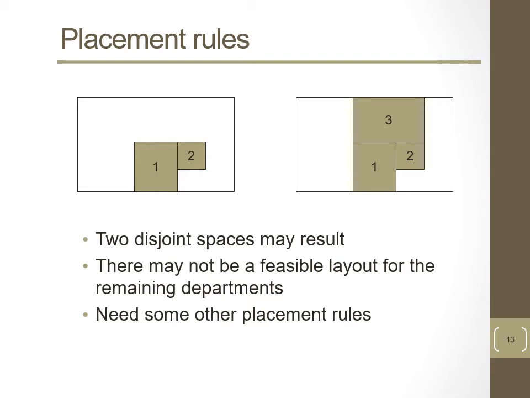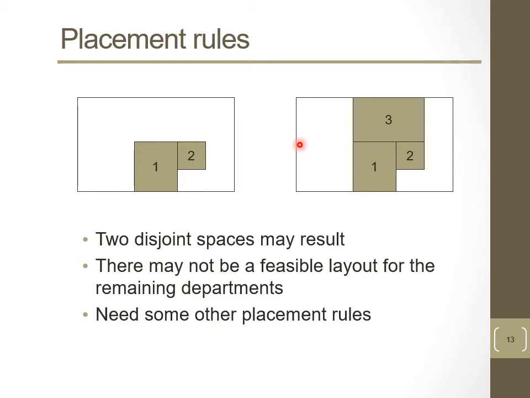How can it be? Let's consider, for example, that this is our total area, and we are going to place, let's say, 5 or 6 departments into this area. Okay? Remember, in construction algorithms, you first select the department and then place it. Let's assume that this is the first department that we selected and we decided to place it here. Then we select another department and place it here. Then we select a third department and place it here.